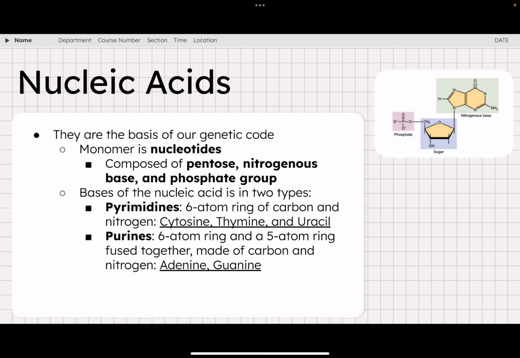Our next topic is nucleic acids, right? Nucleic acid is the basis of our genetic code. Their monomer is called nucleotides, and they're composed of a pentose sugar, a nitrogenous base, and a phosphate group. The bases are of 2 types: pyrimidines, which are a 6-atom ring of carbon and nitrogen. Examples of these bases are cytosine, thymine, and uracil, while purines are a 6-atom ring and a 5-atom ring fused together, made of carbon and nitrogen, which are adenine and guanine.